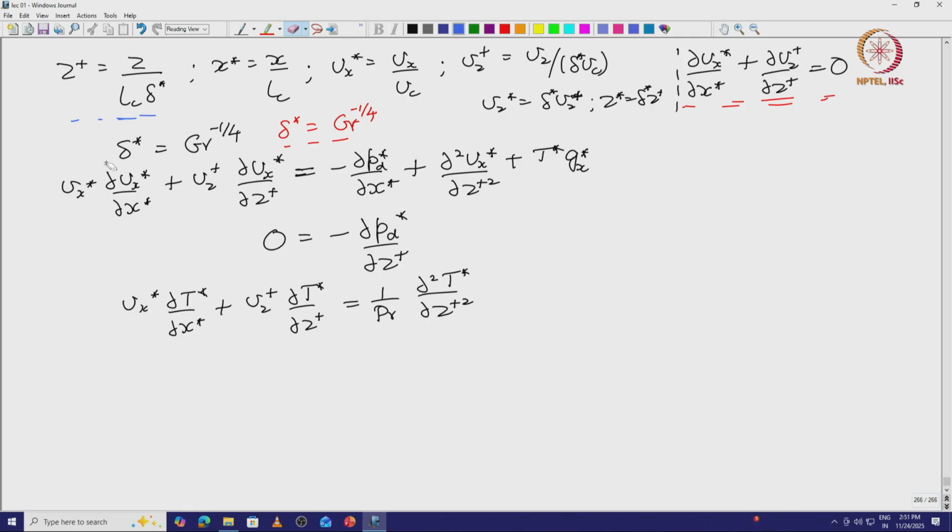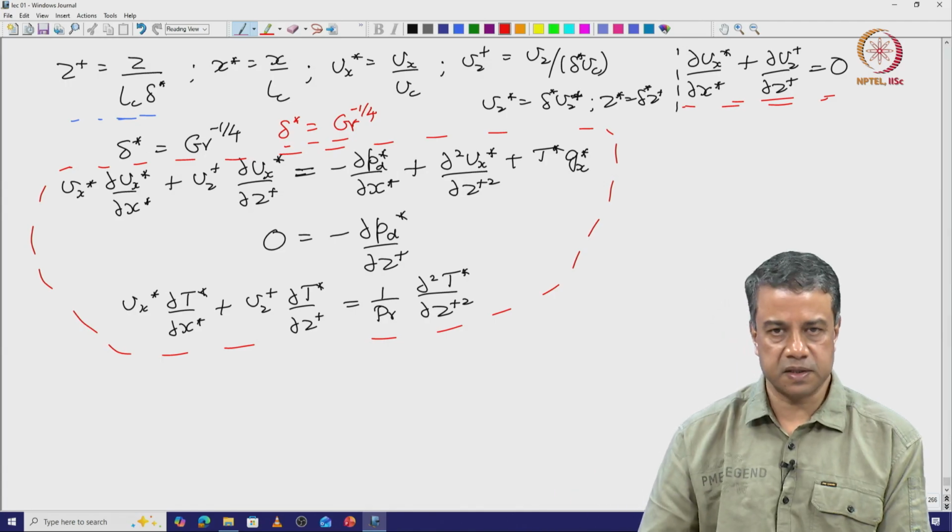So, these are the equations, the dominant equations in scaled form, subject to boundary conditions: velocity is 0 at the surface, and velocity is 0 far away from the surface.